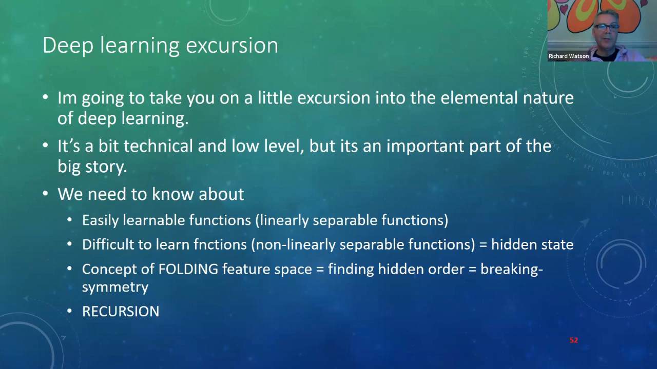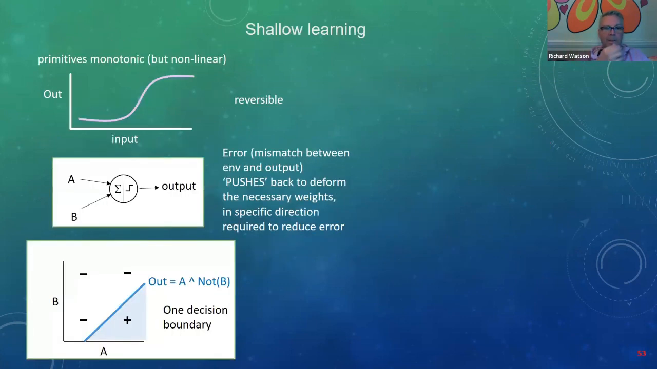Okay, so now I want to take that excursion into explaining how some of the aspects of how deep learning works into the elemental nature of deep learning. It's a bit technical and low level, but it's an important part of the story. We need to know about things like which functions are easily learnable, which ones are difficult to learn, and the concept of folding feature space to find hidden order or symmetry breaking that enables us to represent that hidden order, and the fact that that's recursive. We need these concepts in order to understand where we're going.